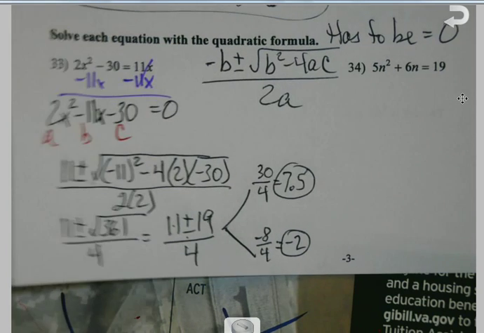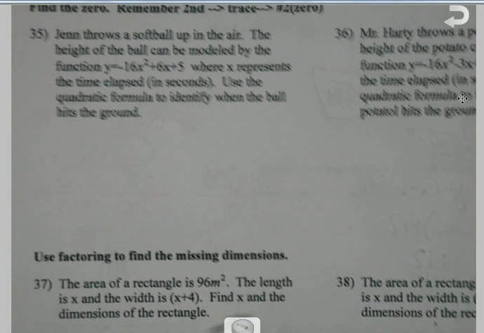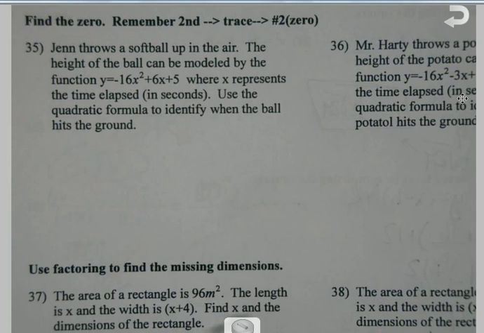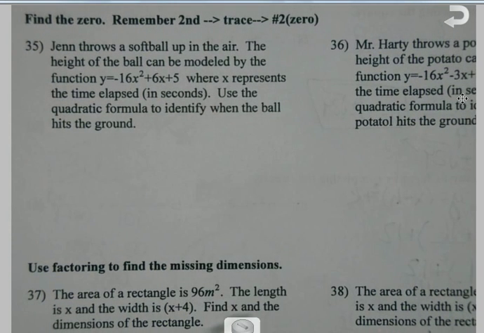Finally made it to the back page. Now, don't go snoozy on me now, because these last two questions are coming back again, and if you miss them, if you blow them off, it's going to be 5 points worth. And that can be kind of tricky here. So it says, find the 0, and it reminds us of the calculator buttons, because Jen throws a softball up in the air. The height of the ball can be modeled by this function where x represents the time elapsed in seconds. Use the quadratic formula to identify when the ball hits the ground.